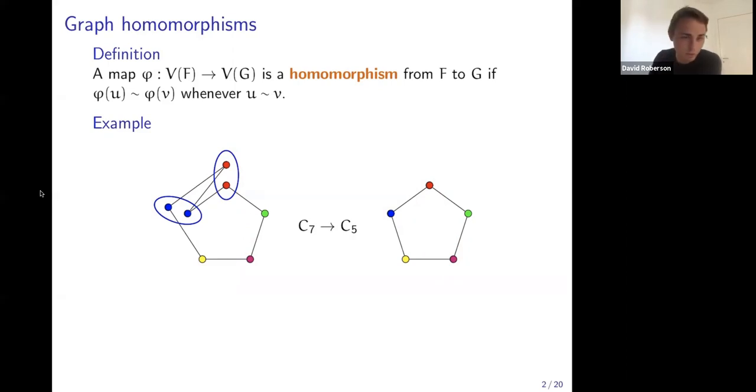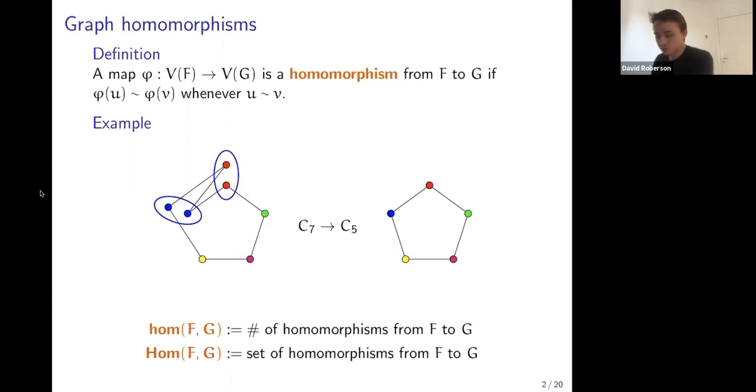Another popular example of homomorphisms are colorings. If I take a proper coloring, so I assign colors to my vertices so that adjacent vertices get different colors, and let's say I use K colors, this is the same thing as a homomorphism to a complete graph on K vertices. I just think of the vertices of the complete graph as the colors.